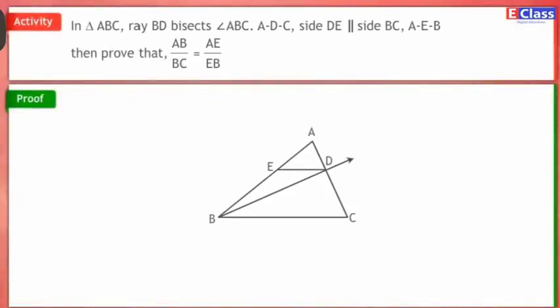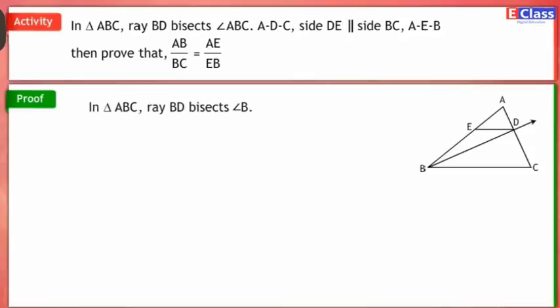Activity. In triangle ABC, ray BD bisects angle ABC. A, D, C are collinear. Side DE is parallel to side BC. Points A, E, B are collinear. Then prove that AB upon BC is equal to AE upon EB.